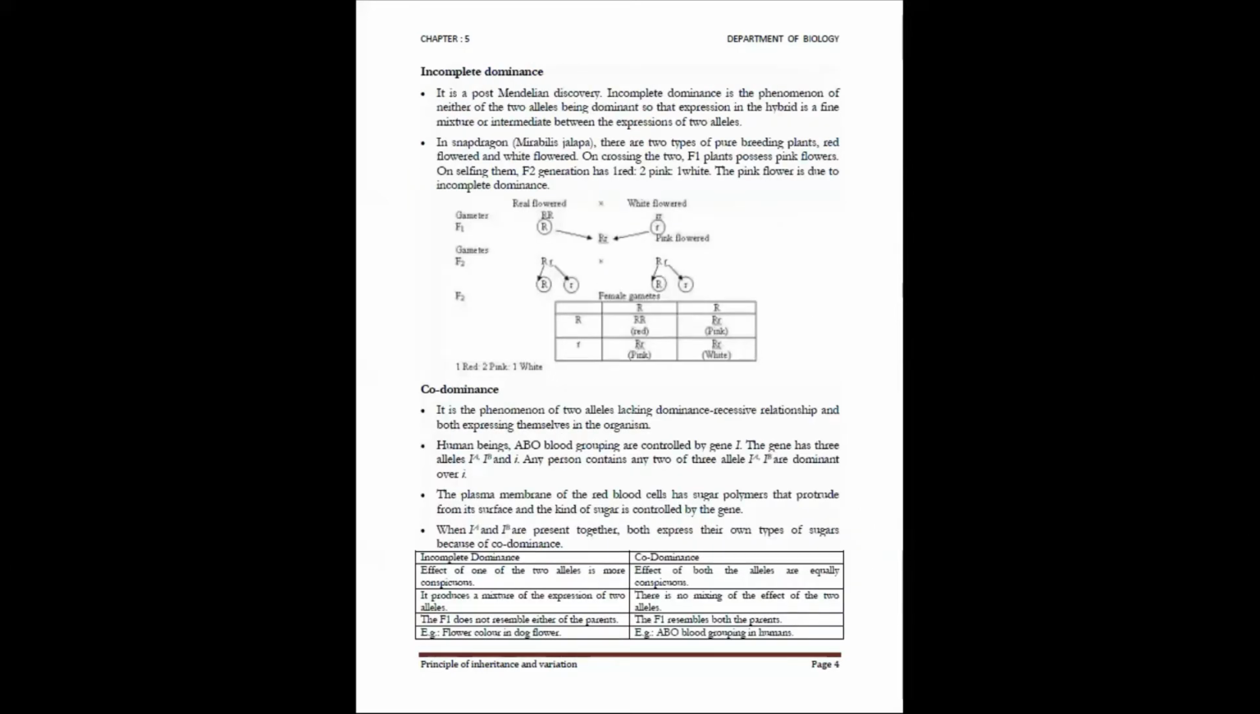Moving on to incomplete dominance. Incomplete dominance definitions can be asked for 1 mark, or the plant which is used for showing incomplete dominance is the snapdragon. So this you have to make a note of. Always write down this flower or the plant which is used to show incomplete dominance. And yes, for 1 mark the definition, for 3 marks you have to write with the cross and the flow chart.